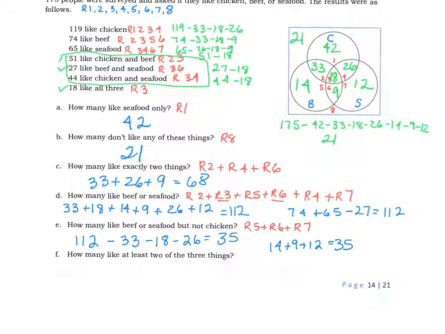And then lastly, how many like at least 2 of these things? Well, what's the smallest amount that they could like? They could like 2 things. But if it's at least 2, that means they could also like 3 things. Okay, we already have the exactly 2 things, but I'll go ahead and write them down again. The 33 plus the 26 plus the 9, you could look at that from example C. But we also need the people who like 3 things, and that's region 3, which had a cardinality of 18. So we get 86.